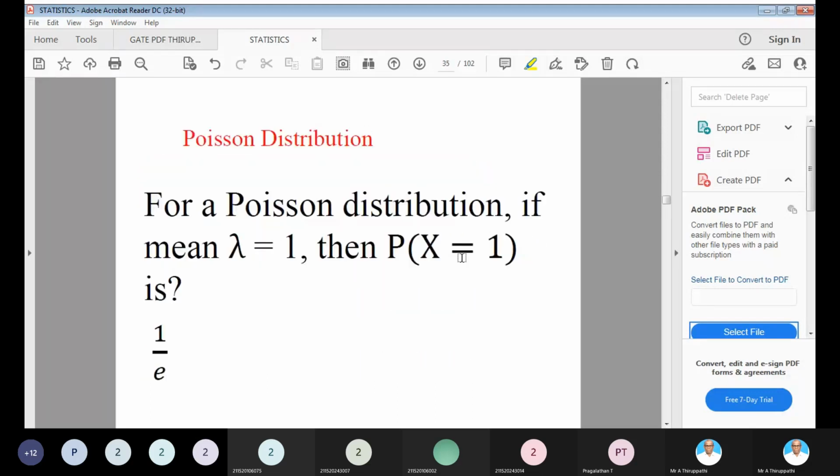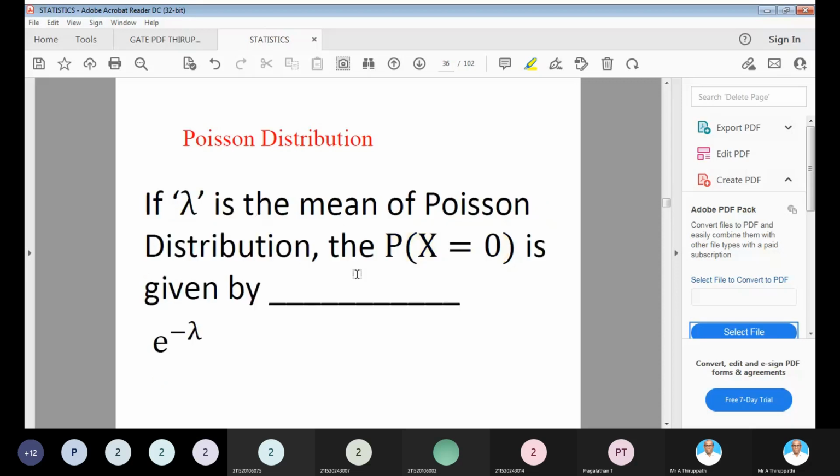Next, for a Poisson distribution, lambda is equal to 1. What is P of x equal to 1? So what is the formula? e to the power minus lambda, lambda power x by x factorial, with x equal to 1 and lambda equal to 1: e to the power minus 1, 1 power 1 divided by 1 factorial. e to the power minus 1 is nothing but 1 by e.